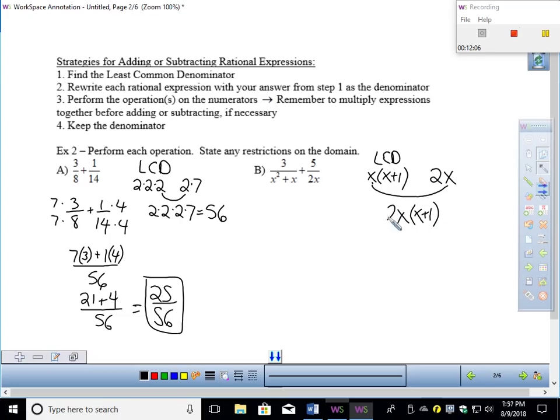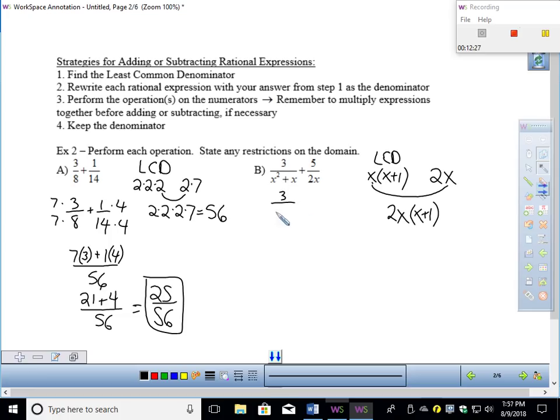And it looks like I've got a 2. I'm going to throw the 2 out in front there. So LCD, everybody, is 2 times x plus 1. 3 factors. Keep that in mind, if you would, that our new denominator will be made up of these 3 factors. Awesome.